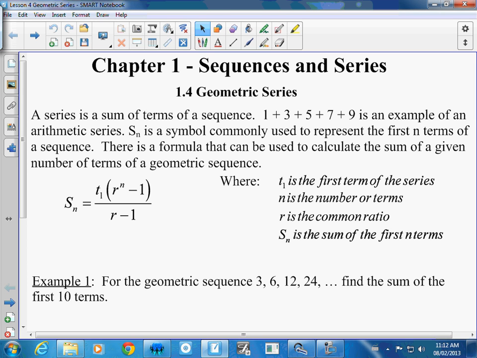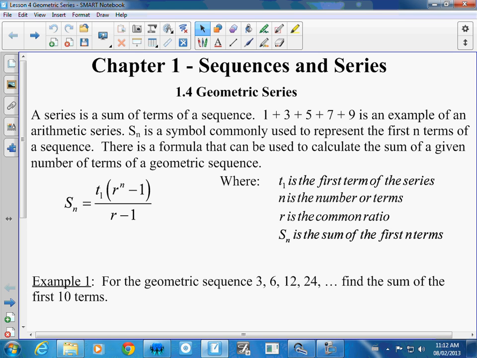Geometric sequence: a series of numbers with a common ratio. Now, just like with arithmetic, we can find the sum of all these terms. Again, there's the formula. Guess what? You have to memorize it. No, it's on the sheet. You still need to know how to use it.